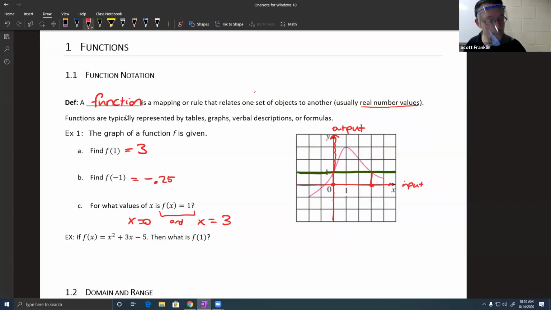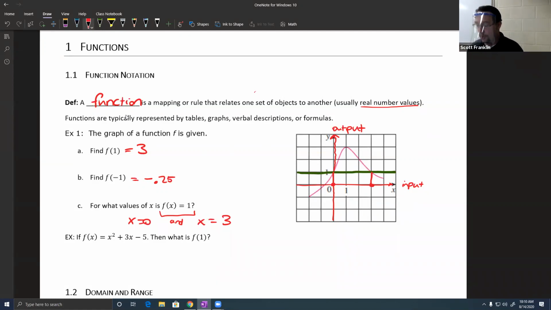Notice how the inverse question can be done backwards and can have 2 answers, right? The backwards question, that is, can have multiple answers, but the other question, plugging in a number and getting an output, should only have 1 answer if it's a function, okay?